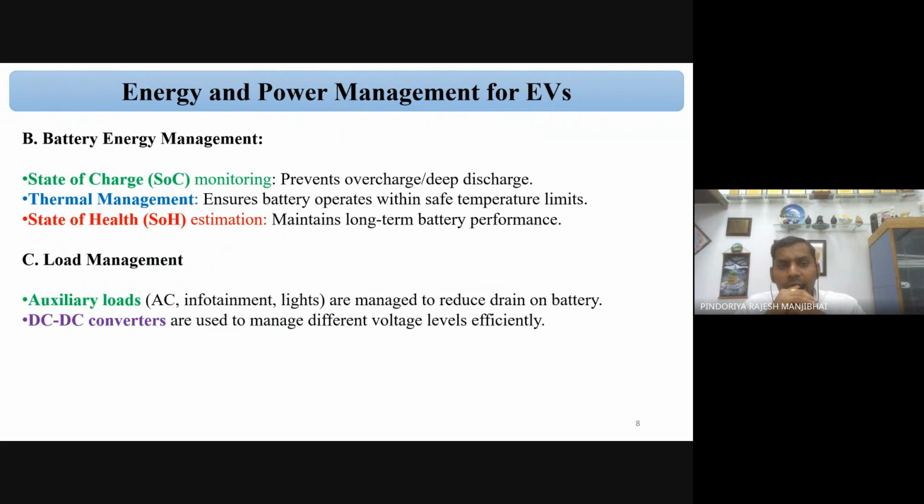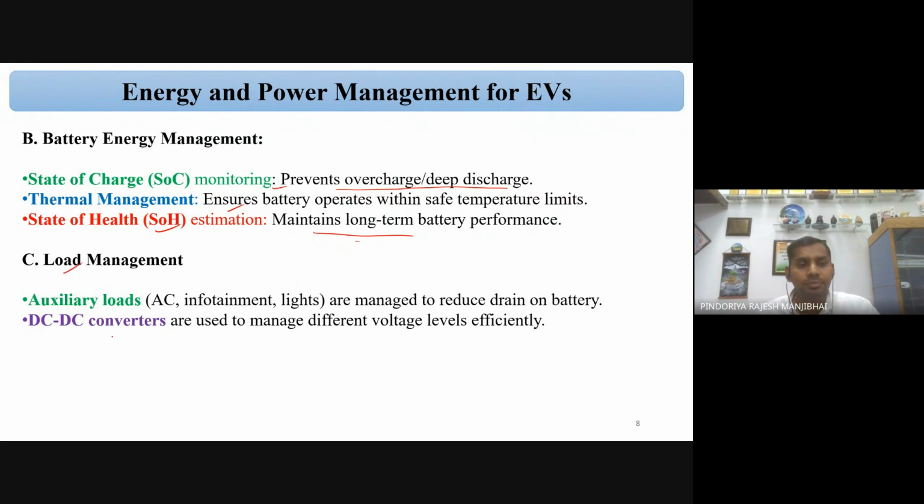Battery energy management, state of charge monitoring. In the second unit, we already discussed the SOC, SOH. State of charge monitoring is to prevent overcharge and discharge. Thermal management ensures the battery operates within the safe temperature limit, maybe 125 degrees, maybe 75 degrees. So that is within the range of operation. SOH estimation maintains the long-term battery performance. Suppose your SOH is very good, then maybe your battery operates for a very long time.